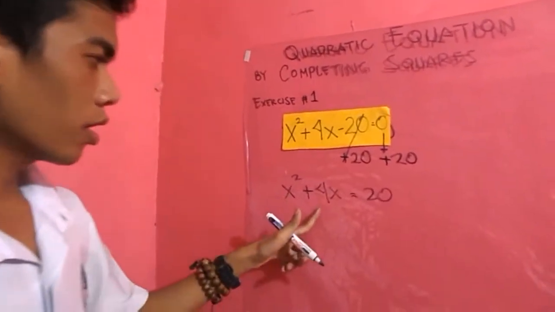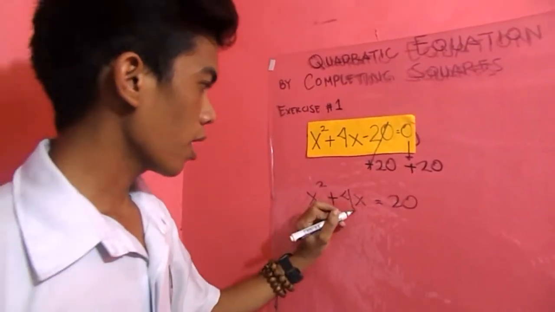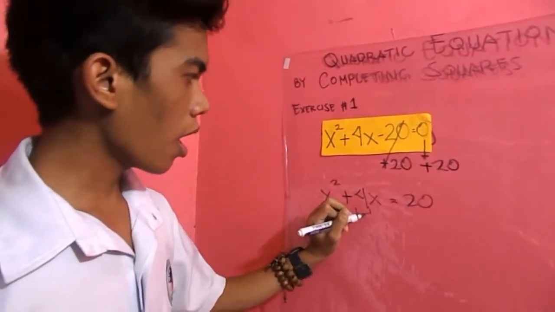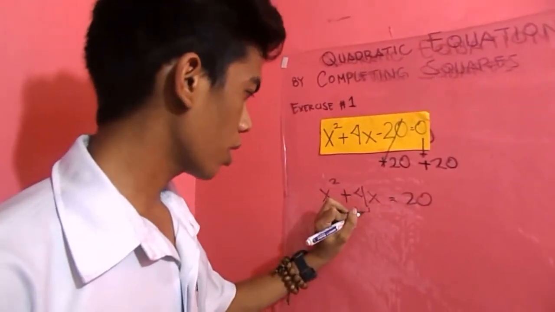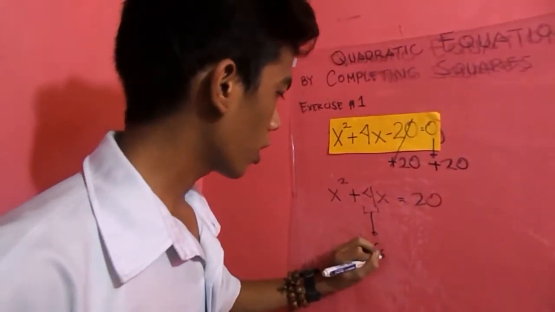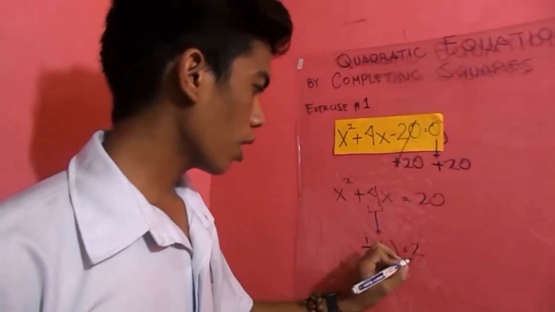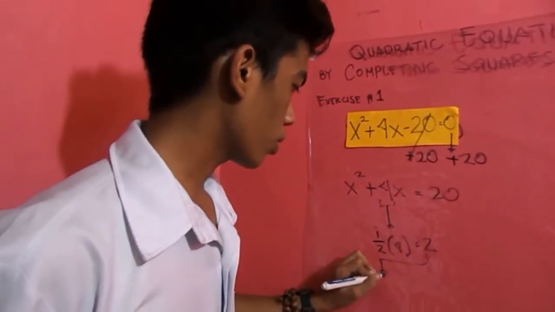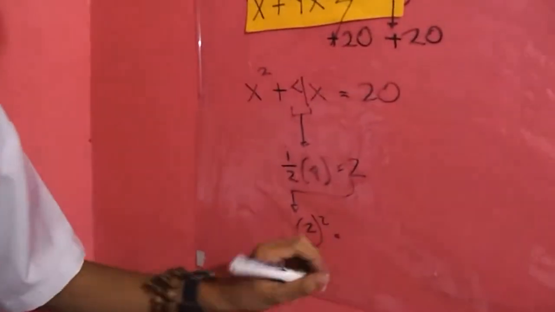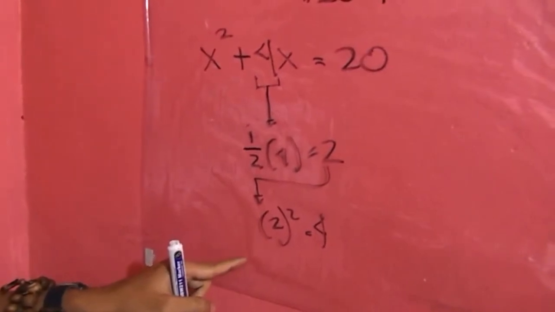And whatever number is in front of the x, all you want to do is get half of this number. One half of 4 is equal to 2. So get the square of 2. The answer is 4, positive 4.